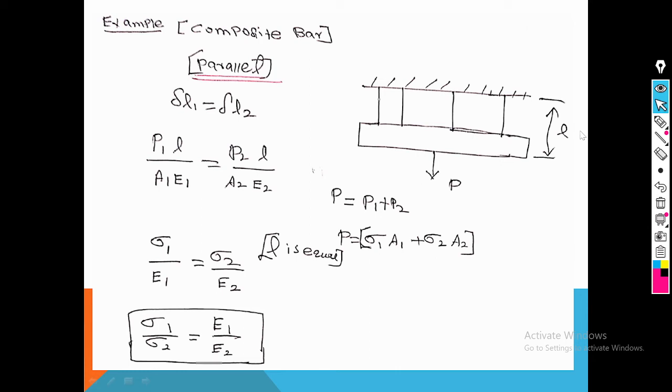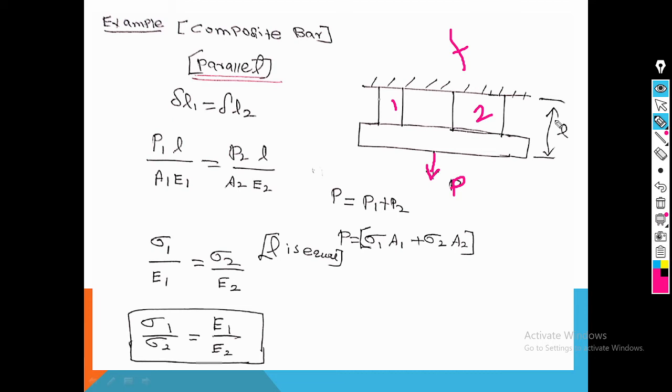Next is the problem examples. So this is bar 1 and bar 2. The upper side is fixed, and the lower side is attached to some weight. This force P is applied in the downward direction. The length of the bar is L. This is a composite bar, attached in parallel.